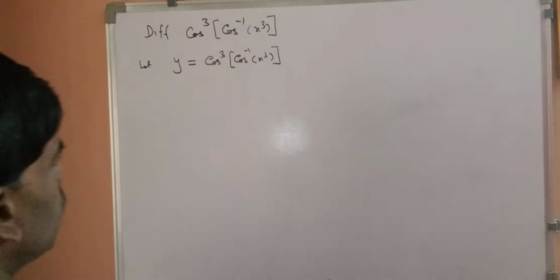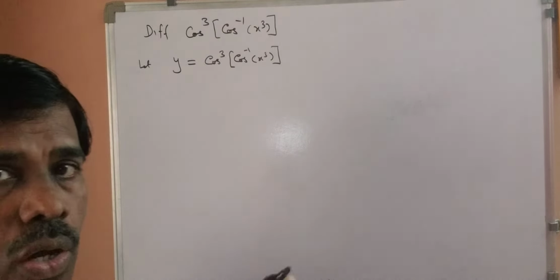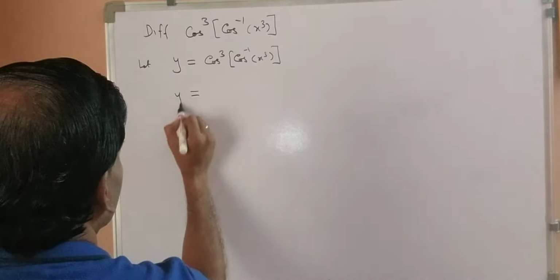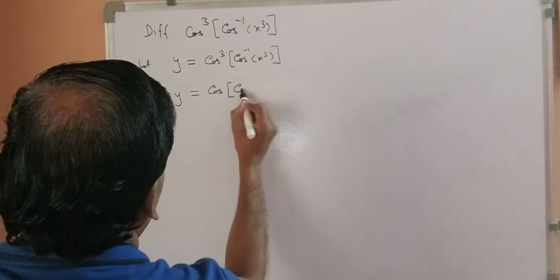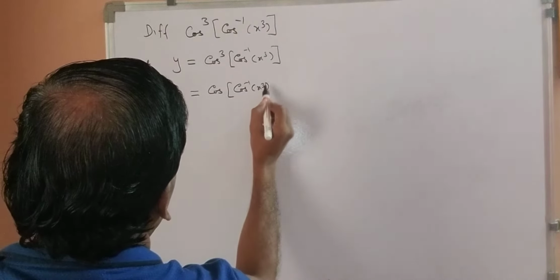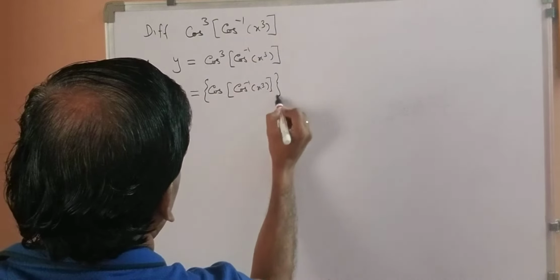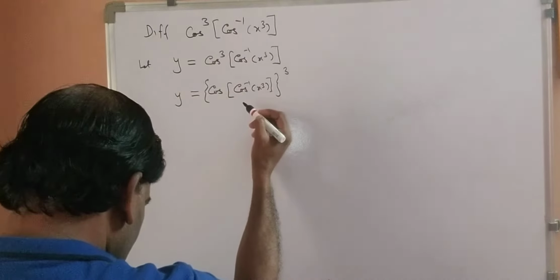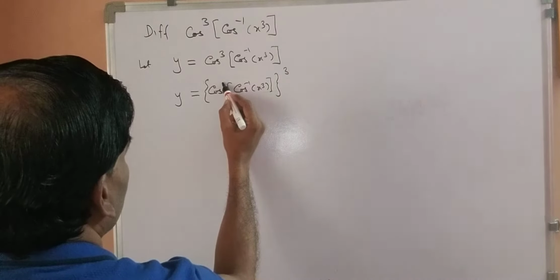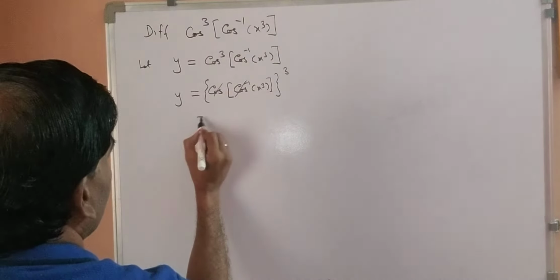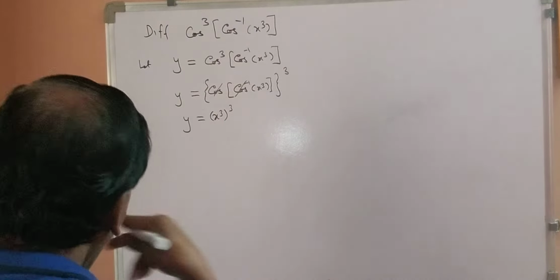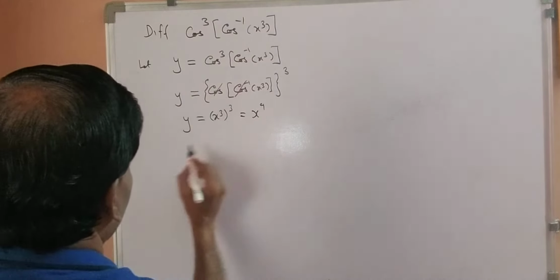Now look at this. Suppose cos cube means what? Cos cube x means cos x the whole cube. So we will write this as cos of cos inverse x cube, the whole cube. If you consider this as x, see what is happening here: cos of cos inverse will become 1. So y equal to x cube to the power 3, that is x to the power 9.